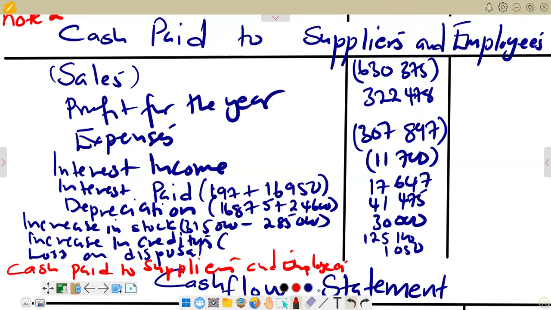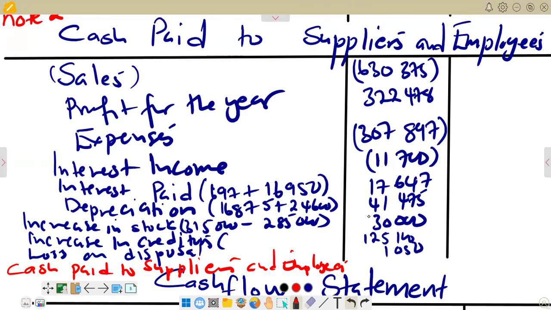So basically what we are saying, we are going to start from the figure for sales. We are going to say negative 630,375 plus 322,475, and we got negative 307,897. So we start from here. We are now saying negative 307,897 minus 11,700 plus 17,647 plus 41,475 plus 30,000.